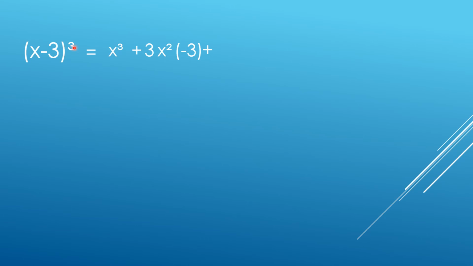Okay? Plus, next, again, 3 times, this time we're going to square this second term, that is negative 3 squared, and then times the first term, x. And the last term now is plus the second term, we are going to get the cube. So negative 3 times negative 3 times negative 3, or negative 3 cubed.